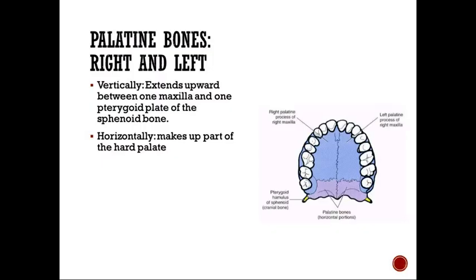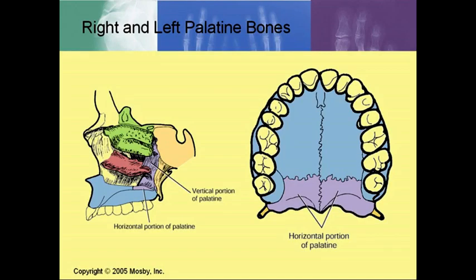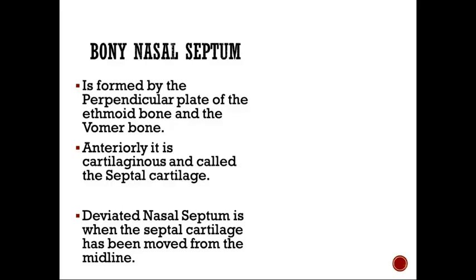Palatine bones, the right and left, vertically extend upwards between one maxilla and one pterygoid plate of the sphenoid bone, and horizontally make up a part of the hard palate. Here you can see that vertical portion and the horizontal portion being displayed here on the left.